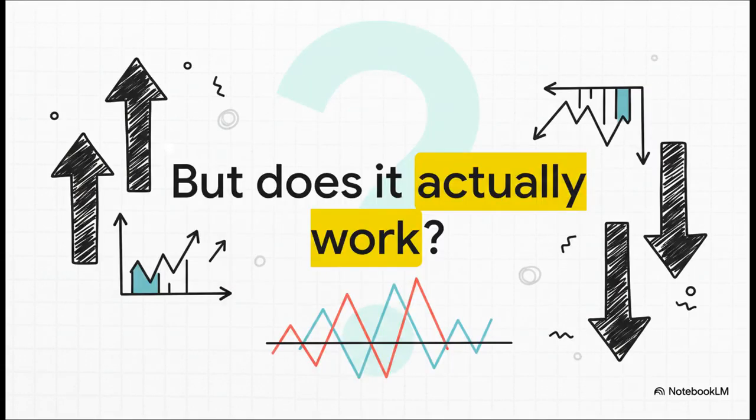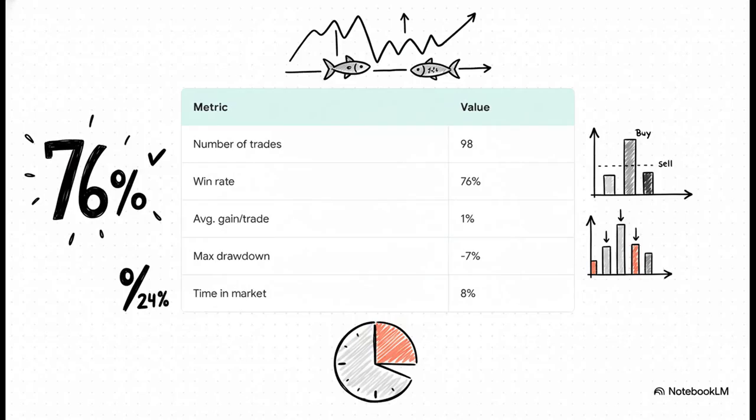Okay, so the theory is fantastic, right? The signals make perfect sense. But let's get down to brass tacks. The question we all want to know is, how does this thing actually perform in the real world? Well, check this out. This is a backtest of a simple strategy using the Fisher transform on the S&P 500. A 76% win rate over almost 100 trades is pretty impressive.